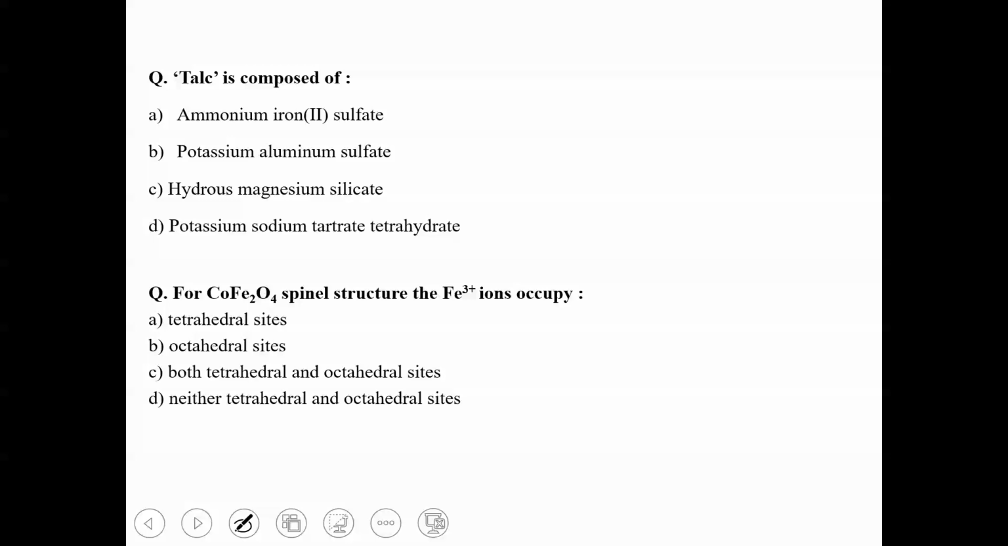And second is about the spinel structure. You first have to identify whether it is a normal spinel or inverse spinel, and from that you can get an elementary idea about which site the trivalent iron will be occupying, tetrahedral or octahedral. Okay, so just try on your own and tell me.